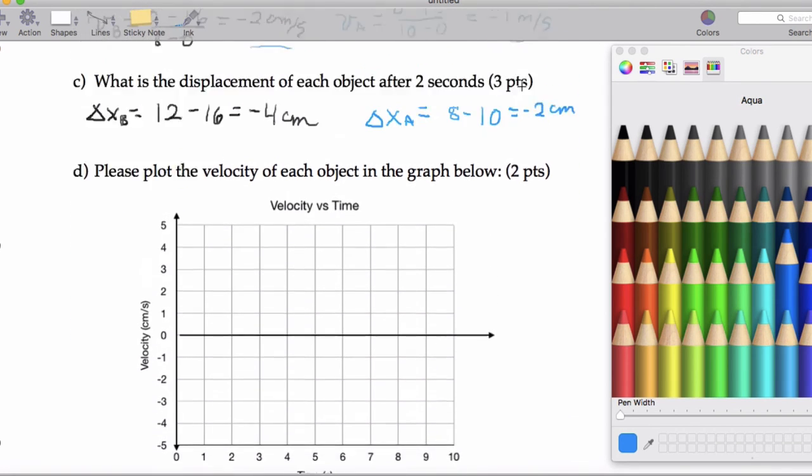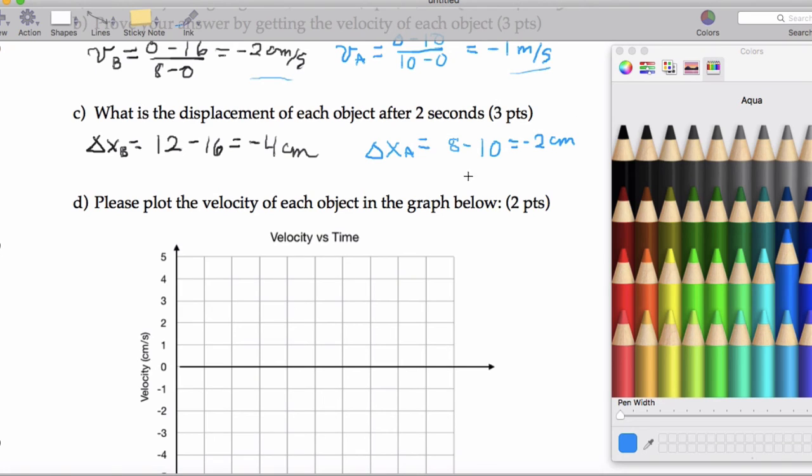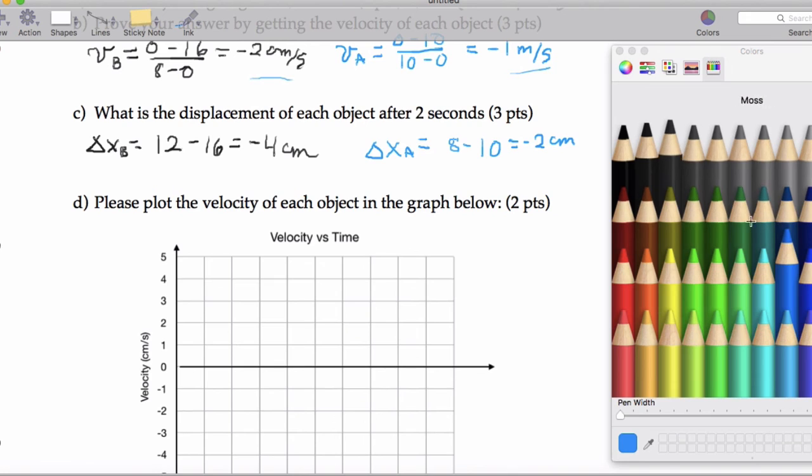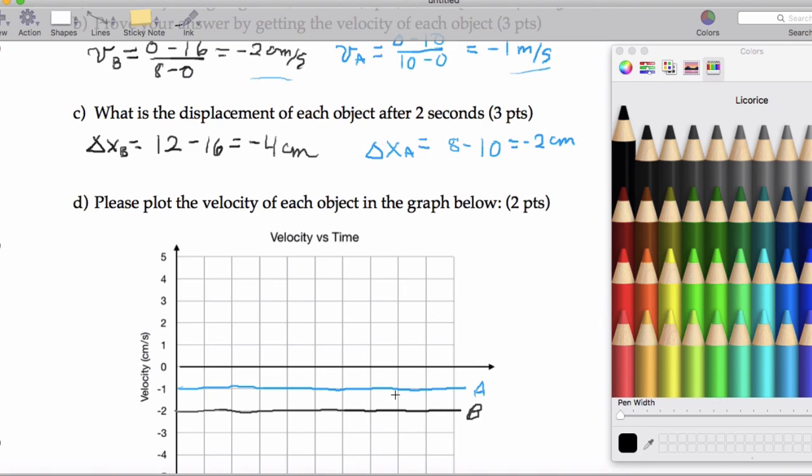So we have that the velocity of object A is negative 1 meters per second, and the velocity of object B is negative 2 meters per second. So let's go ahead and actually draw those now. For A, it's just a straight line across because the slope never changes. So that's object A. And for object B, similarly, it's negative 2 centimeters per second. Its slope never changes, so that means its speed never changes, so we just draw a flat line. So we have basically drawn the velocity of each object.